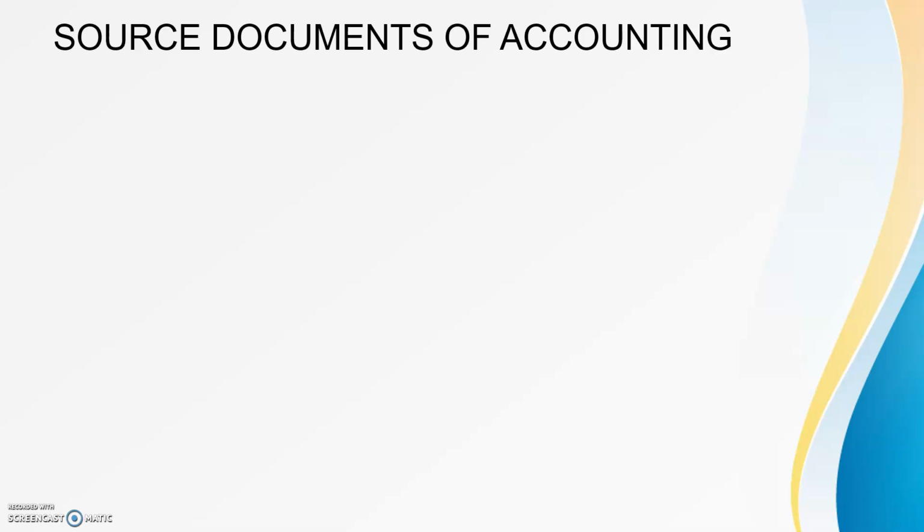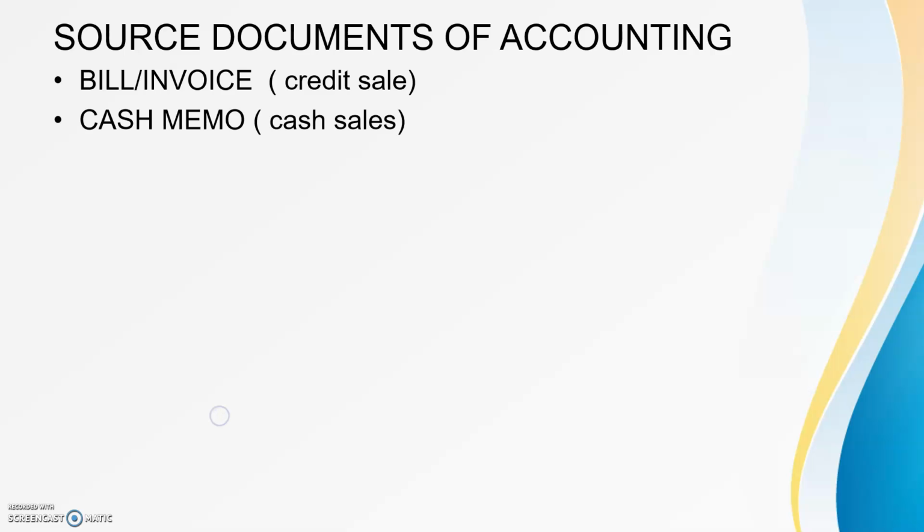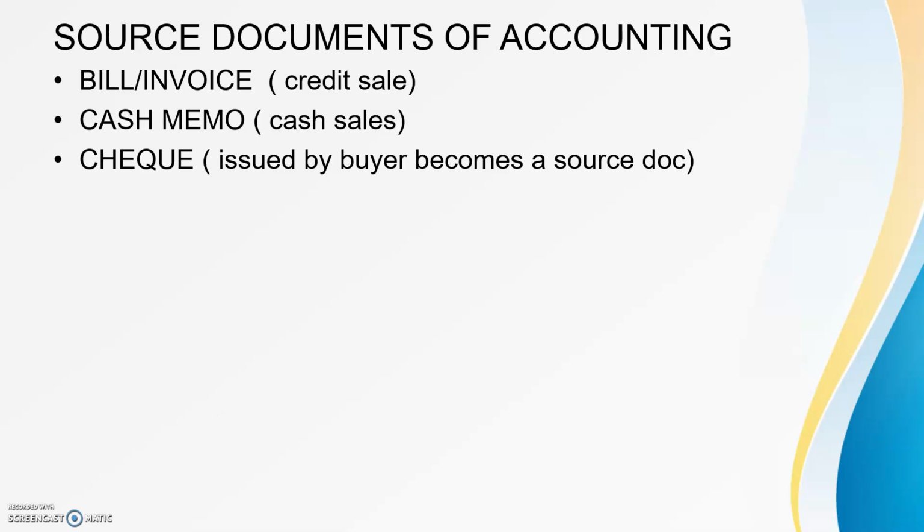Source documents for accounting. Number 1, bill or invoice. It is used for credit sales. When a trader sells goods to a buyer on credit, agreeing to a delayed payment by the buyer, he provides a sales invoice with the details of the name and address of the buyer, the name of goods, the amount, terms of payment, etc. Number 2, cash memo. It's for cash sales. When goods are sold for cash, the seller issues a cash memo to the purchaser. The cash memo contains details of the quantity of goods sold, rate per unit of goods sold, and total value of the goods sold.